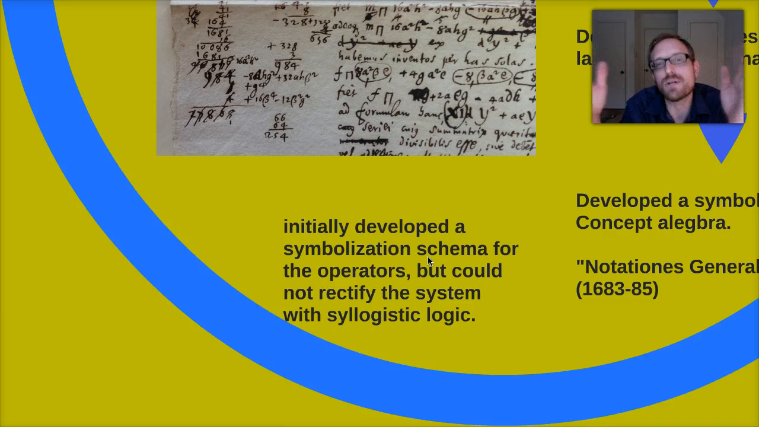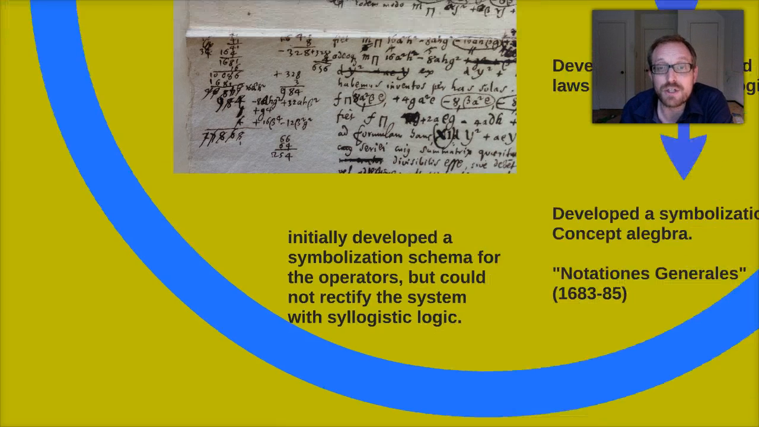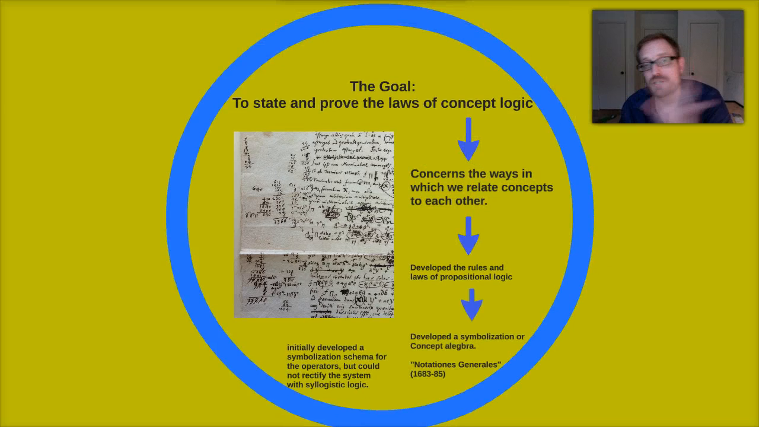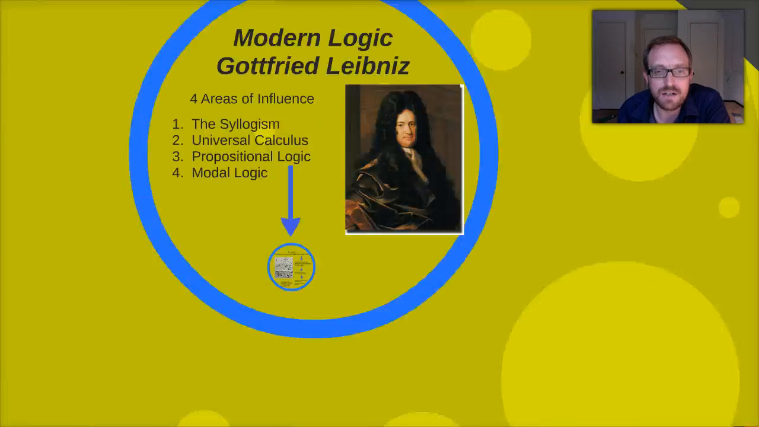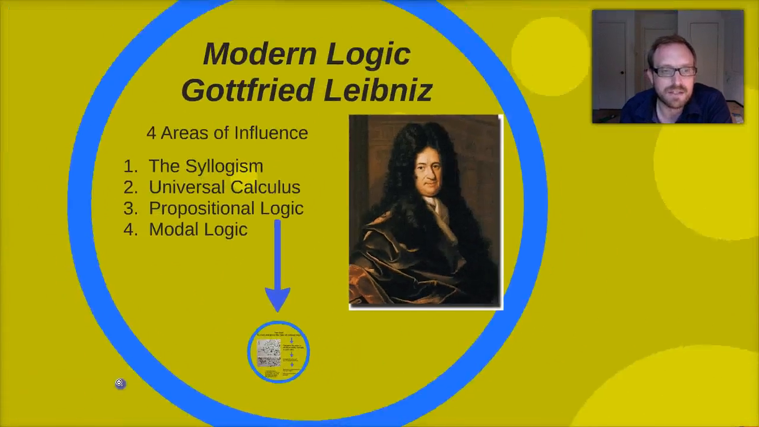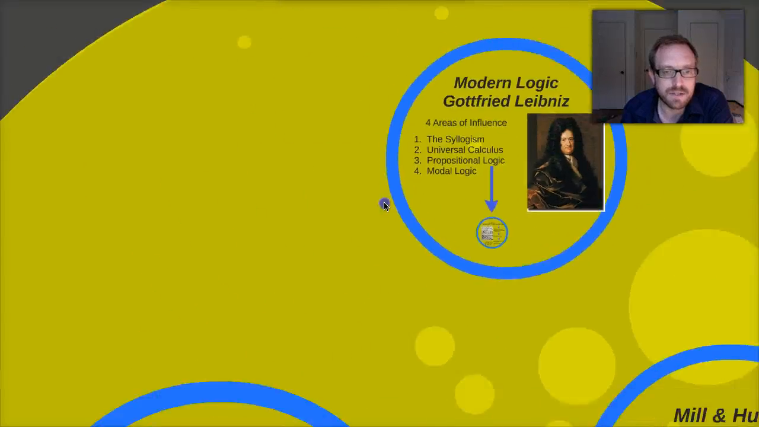Because he wanted to merge the concept algebra with the syllogistic logic, which would be sort of a match made in heaven. You could unify these two logical systems, but he wasn't able to do it, and he never really was able to go very far on that problem here. Let's see here. Let me go back here.